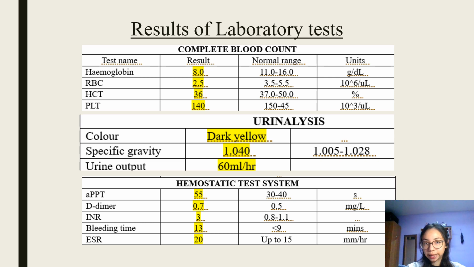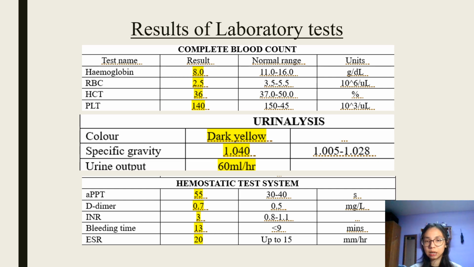Results of the laboratory tests: in the complete blood count, hemoglobin level was decreased, red blood cells were decreased, and hematocrit and platelet count were also decreased. We also did a urinalysis as part of the screening tests. The color of the urine was dark yellow, the specific gravity was increased, and urine output was decreased, which is 60 milliliters per hour, when it should be 70 because the patient's body weight is 70.